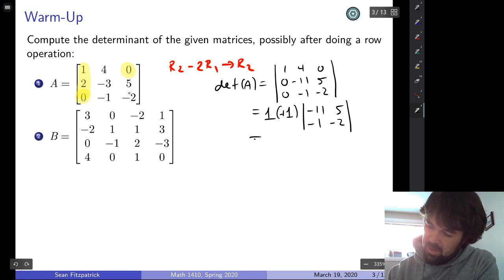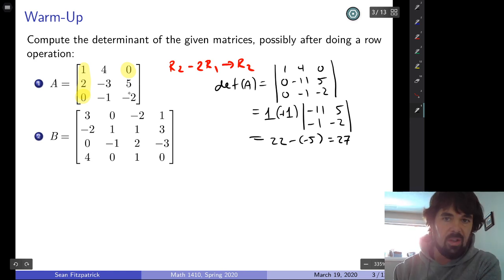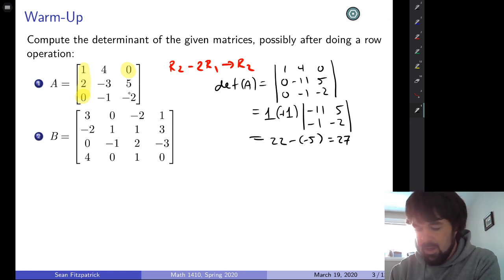And so, as usual, we do this one, and we subtract that one. So minus 11 times minus 2, we get 22. 5 times minus 1 is minus 5, so we're subtracting minus 5. So we have 27 for the determinant. So it's not so bad, right?